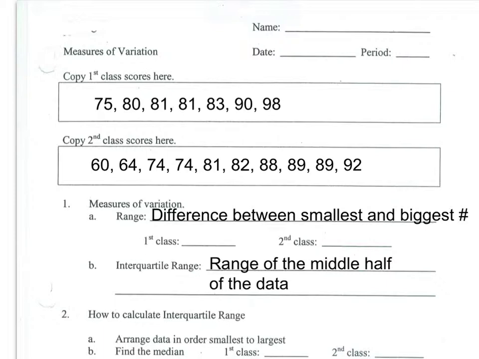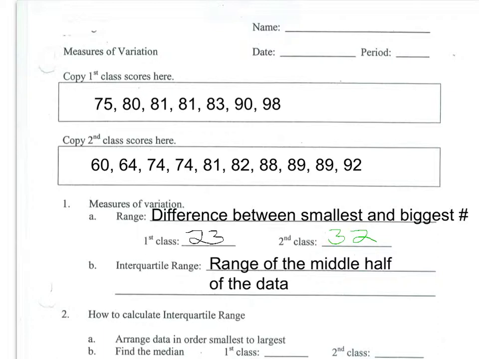Now for the first class, if I want to find the range, I just take the smallest and subtract it from the largest. So I just do 98 minus 75 and that gives me 23. So I'll put that down, 23. Now let's use a different color. Let's use Seneca green here. Okay, for the second class, I just do the same thing. I subtract the smallest number, 60, from 92, and that gives me 32. So that's the range of values for the first class and the second class.